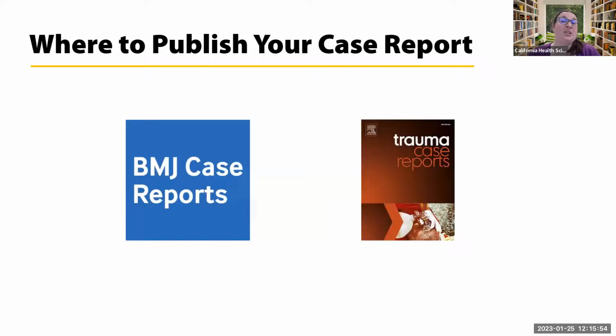So then you've written your case report, you have your patient consent. Where do you publish it? Well, there are places like BMJ Case Reports that cover a range of topics, or there are more specific specialty journals like Trauma Case Reports as an example. So depending upon a variety of different criteria that you may have, there are hundreds of different journals where you could try and publish your case report.